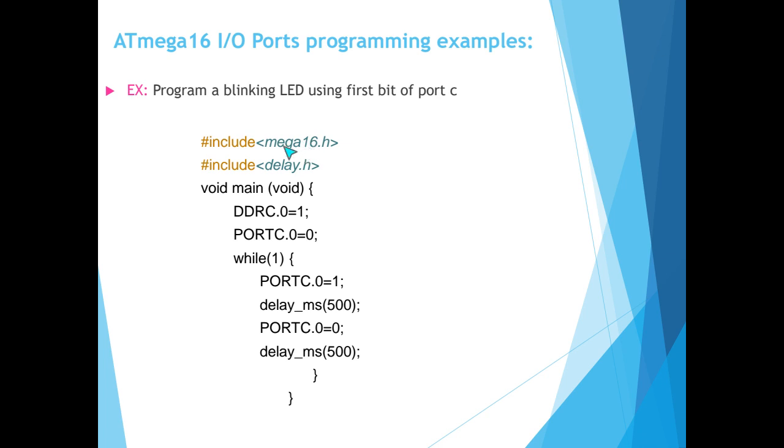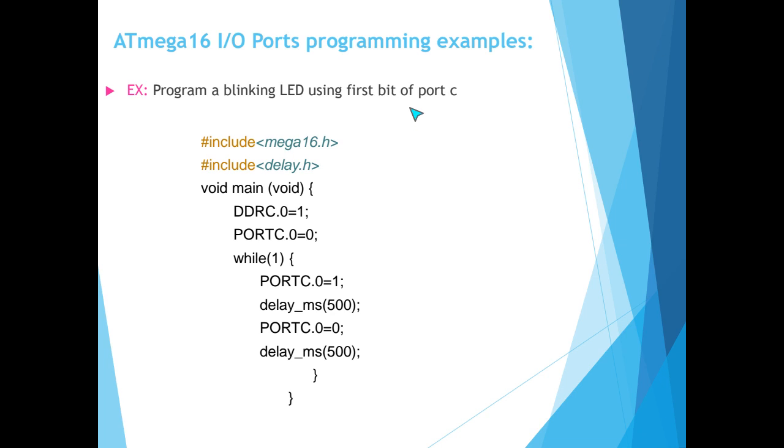It is a preprocessor related to Mega 16. Then, because we have a blinking LED, meaning that it is turning on and off, we need to have a delay to show the duration of turning off and turning on of the LED. Then we add the preprocessor related to the header file of the delay function. Then we have our main function, void main void.